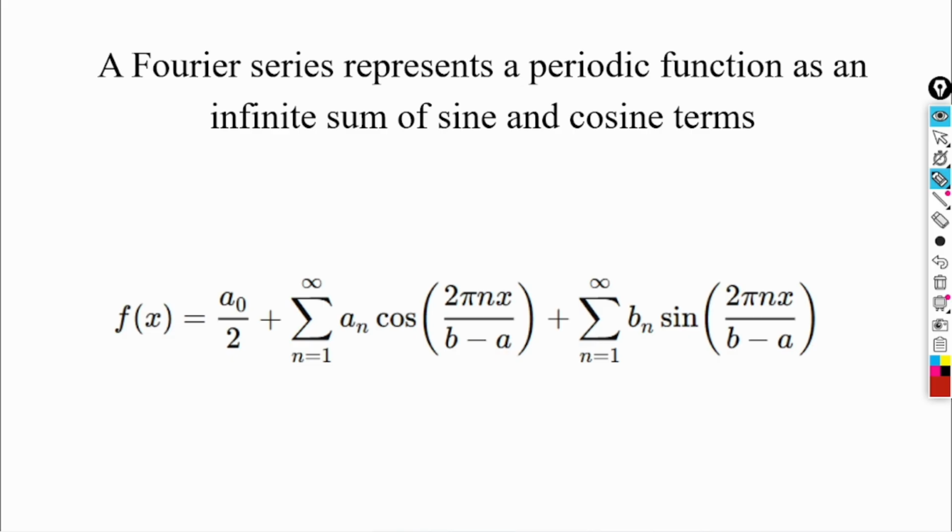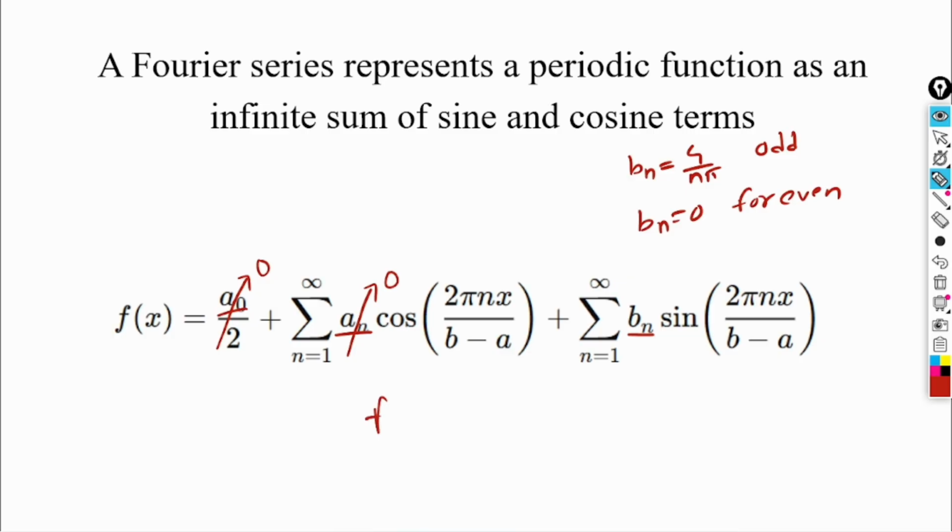Now we will put the a naught value, an value and bn value here. A naught is 0, so this term will become 0. Then an is 0, so this term also becomes 0. And bn is 0 for even terms, and bn is 4 upon n pi for odd terms. So bn only survives for odd terms.